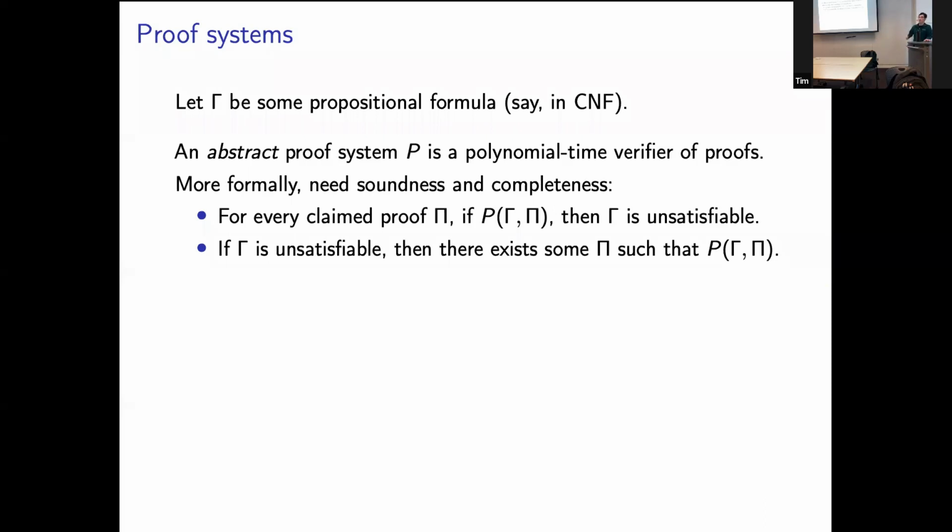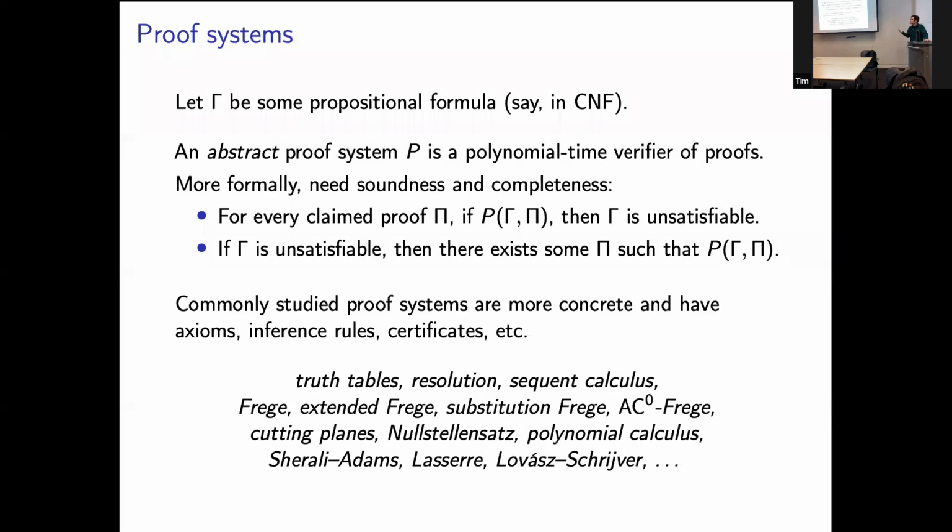This is quite abstract, and it was defined this way originally to make connections to the broader computational complexity. But in reality, people generally study concrete proof systems which have axioms, inference rules, certificates. This is a list of proof systems, just to show something that I'm sure everybody has at least heard something in this list of. Truth tables are the least interesting proof system, but they are a proof system according to this definition.